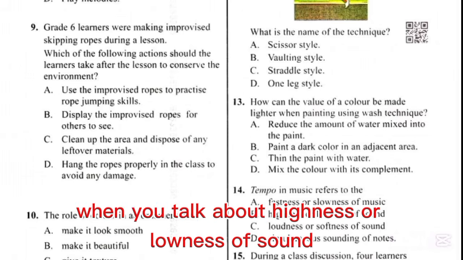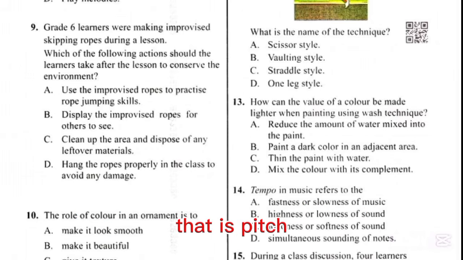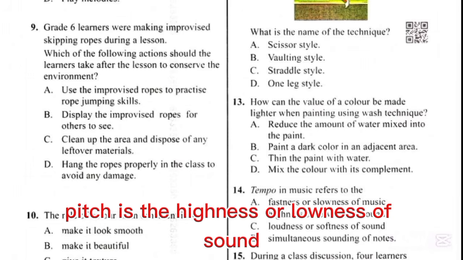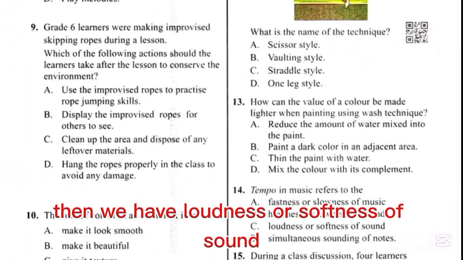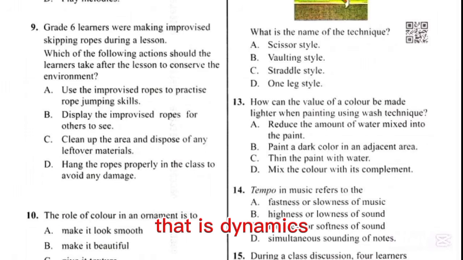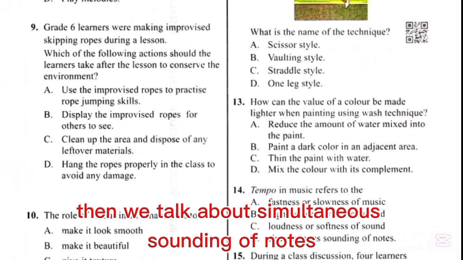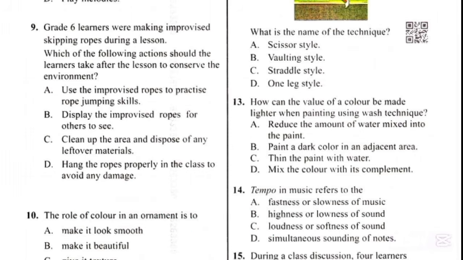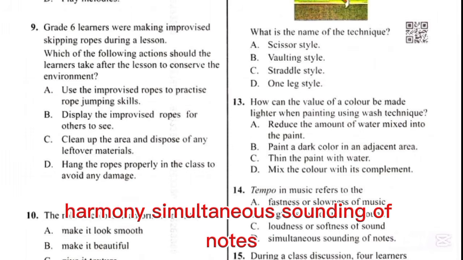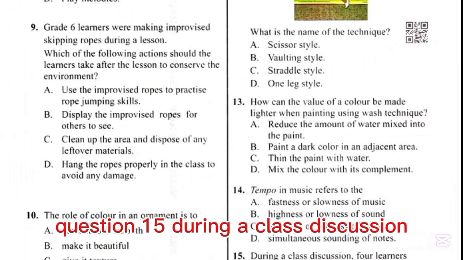When you talk about highness or lowness of sound, that is pitch. Pitch is the highness or lowness of sound. Then we have loudness or softness of sound, that is dynamics. Loudness or softness of sound, dynamics. Then when you talk about simultaneous sounding of notes, that is harmony. Harmony, simultaneous sounding of notes.